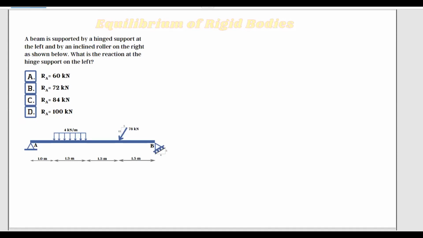A beam is supported by a hinged support at the left and by an inclined roller on the right, as shown below. What is the reaction at the hinged support on the left? So we're asked for the reaction at this support, and we're not told if it's horizontal or vertical. So the reaction at A that we're going to have to calculate is going to be equal to the square root of the vertical reaction at A squared plus the horizontal reaction at A squared. So this is what we're going to calculate. We need to know the vertical and horizontal, and then we're going to come up with the reaction at the support A.